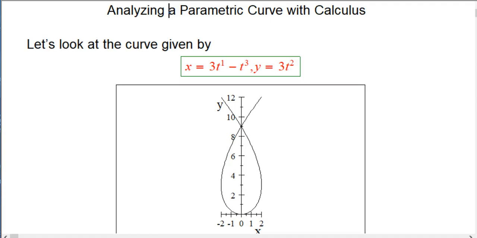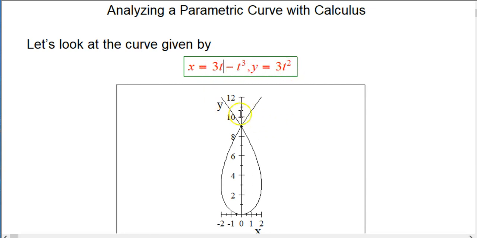Let's look at using calculus tools to analyze a parametric curve. I'm going to go pretty quickly through a whole suite of tools and some geometric ideas that are related. So we're going to look at a pretty simple, a pretty nice curve. It's actually pretty deep, the analysis you can do with it. And it's going to be 3t minus t cubed for x and 3t squared for y.